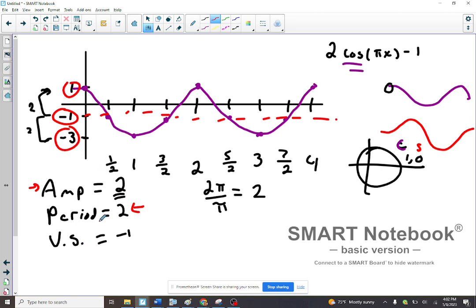Vertical shift, yes. Usually our middle is 0, but we got shifted down. So it should always just look like a wave like this.